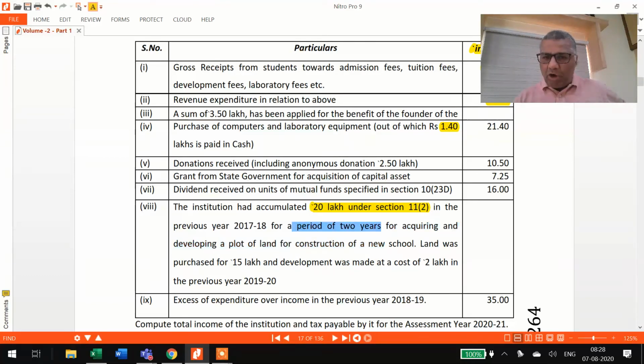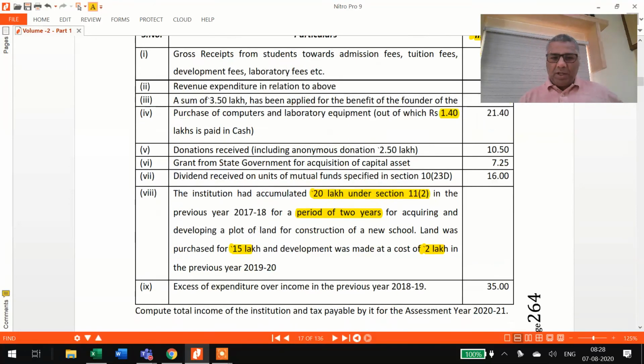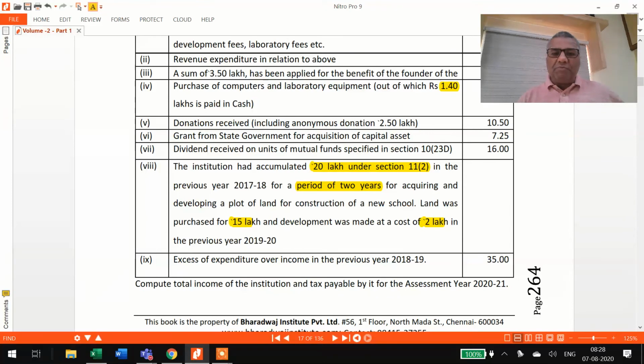The commissioner gave permission only for 2 years for acquiring the plot of land for construction of a new school. Land was purchased for 15 lakhs and the development cost was 2 lakhs till 19-20. Loss brought forward, excess of expenditure over income, 35 lakhs. Compute the total income and the tax payable. One of the finest questions which has a lot of adjustments. Patiently read through once.